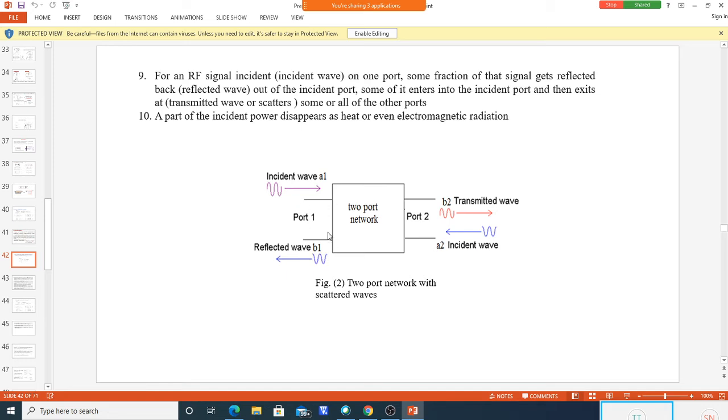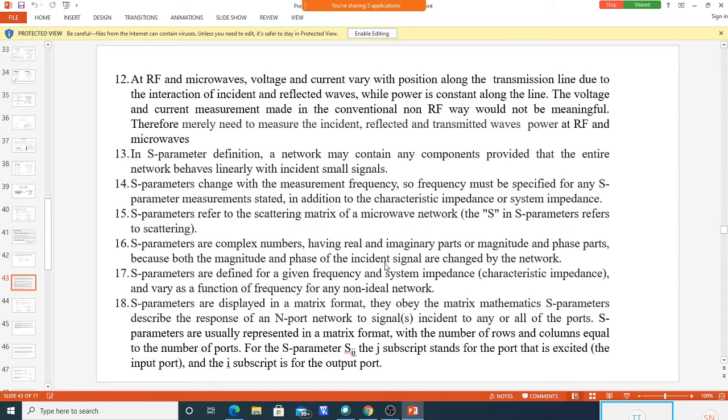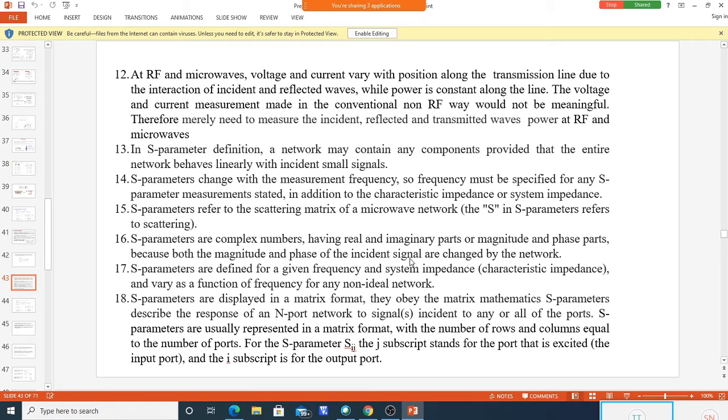As we know, if you put a short circuit here, the reflected signal has a 180-degree phase shift. As we studied previously, the reflection coefficient is -1, which means the amplitude is 1 but the phase is 180 degrees. The reflected signal has a 180-degree phase shift with respect to the incident signal. So this has an amplitude and phase, this also has amplitude and phase, and this also. Automatically they are complex, and we have to represent them in complex form. So S parameters are complex numbers having magnitude and phase.